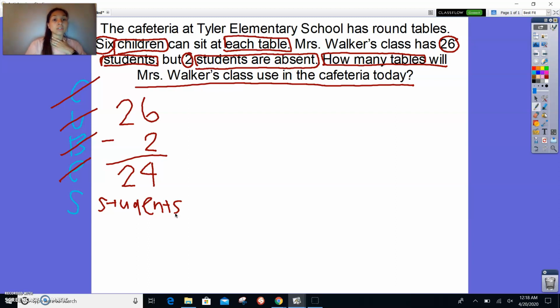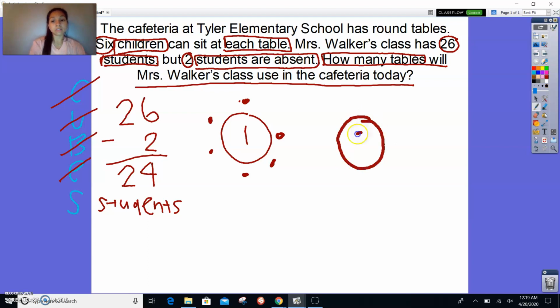So there are a couple of ways for me to do this. Each table, that tells me that I'm going to be splitting it up. So what I can do is I have 24, so I know that I'll have to stop at 24. So I can draw table number 1. And I'm going to put 6 students. This is what happens whenever you use new stuff. 1, 2, 3, 4, 5, 6. I'm not at 24 yet, so I know that I need another table. So this will be table 2. 1, 2, 3, 4, 5, 6.